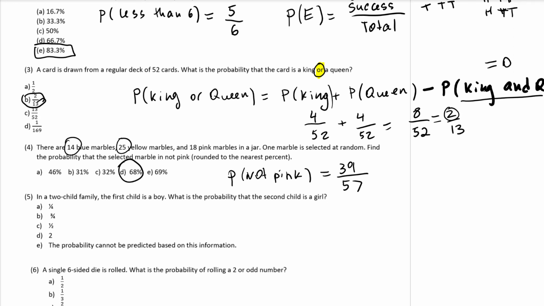Next one. In a 2-child family, the first child is a boy. What is the probability that the second child is a girl? If you remember from a lesson, we had a very identical question. The two events are independent. So it doesn't matter whether the first child was a boy or girl. There's always a 50% chance for whatever the biological gender would be for the next child. So it's 1/2, 50%.